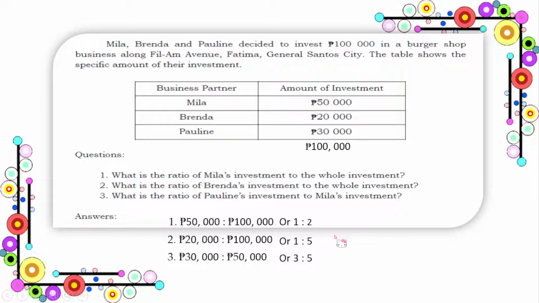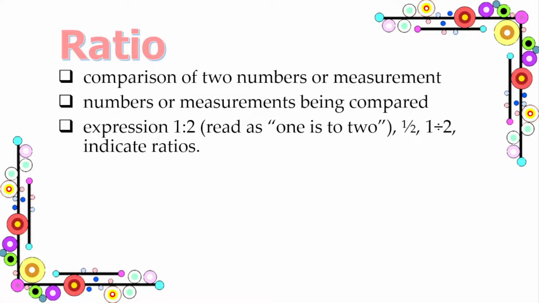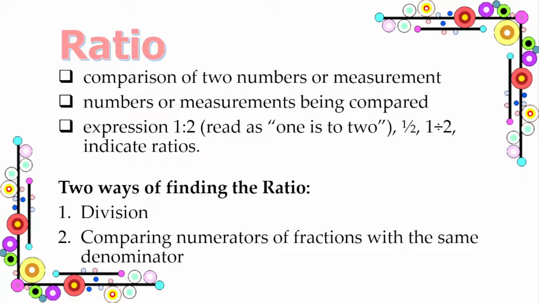Now, let's define what is ratio. Okay? So when we say ratio, it is the comparison of two numbers or measurements. So ratio is the numbers or measurements being compared. So it can be expressed as 1:2, read as 1 is to 2, or 1/2, or 1 divided by 2. Okay? So there are two ways of finding the ratio. The first one is division and the second one is comparing the numerators of fractions with the same denominator. Okay? So let's have an example.